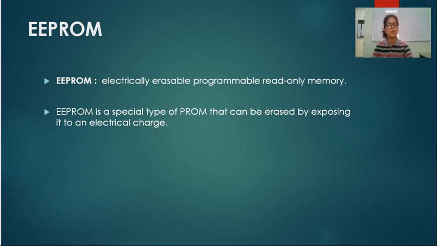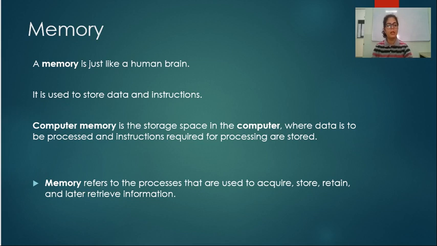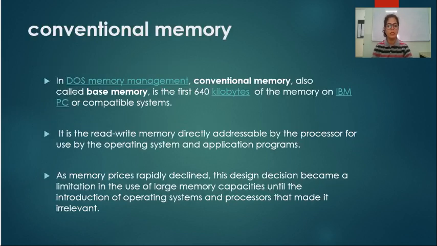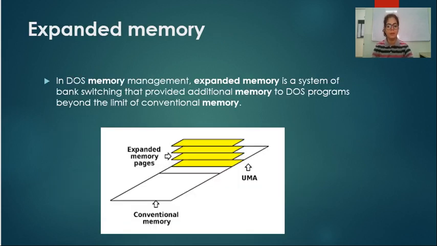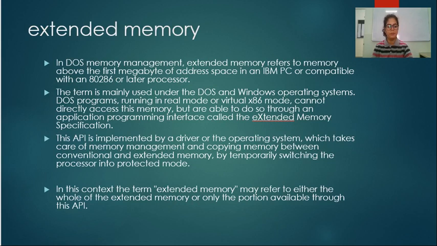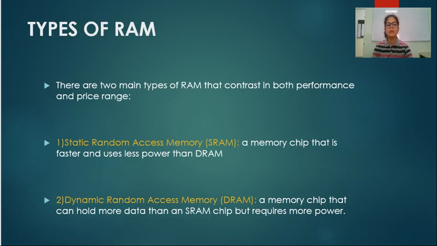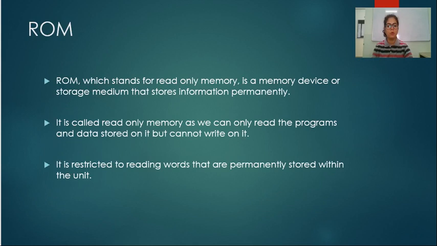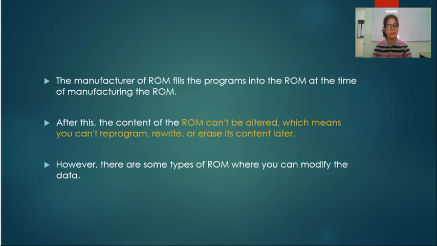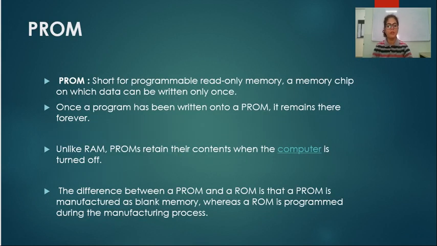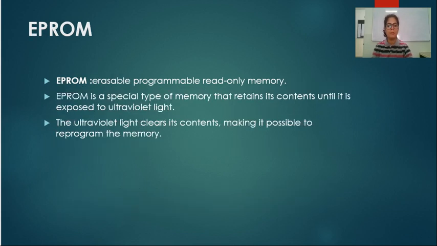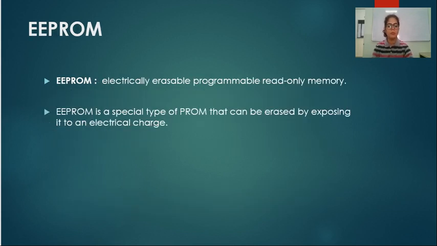So with this, students, we have finished with the different categories of memory. In today's lecture, we have studied the basic definition of memory. After that, we have studied conventional memory, expanded memory, extended memory, RAM, types of RAM, ROM, and different categories of ROM, where we have studied PROM, EPROM and EEPROM. These are all the different categories of ROM.